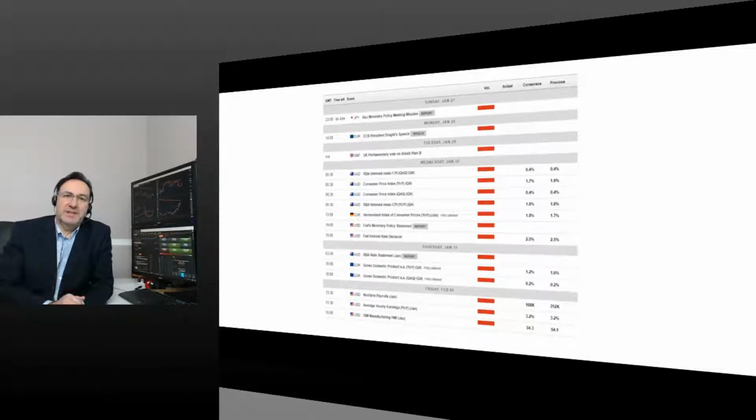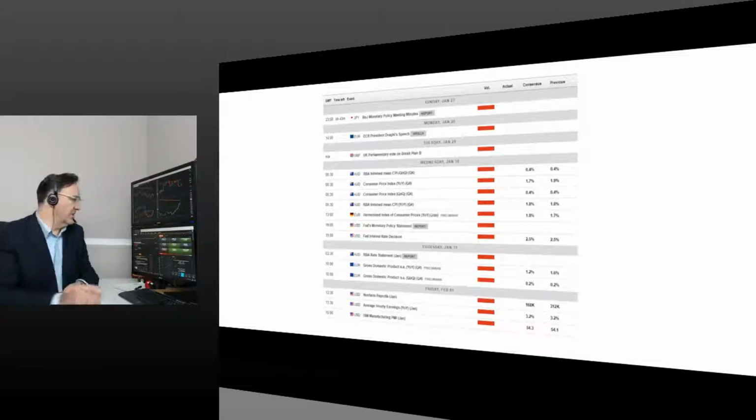The expectations are for 168,000 jobs created in the past 30 days, from a previously published 312,000. Average hourly earnings are expected to stay unchanged at 3.2% year on year. So this release is likely to cause volatility across US dollar currency crosses, US equities, and also some commodities.